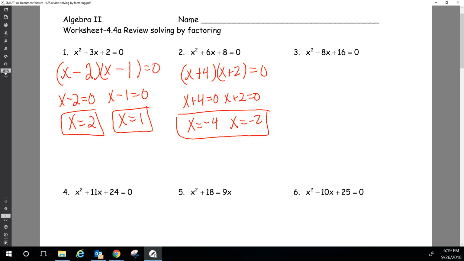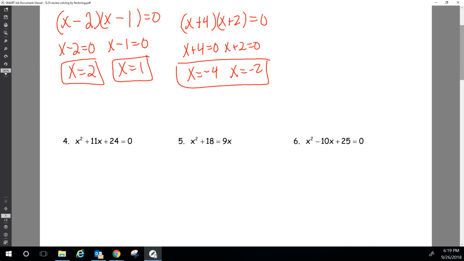So let's look at number 5. I will put a completed solution. I'm just not going to do all of them on the video, but I will have complete solutions underneath the video in a PDF so you can check your solutions.